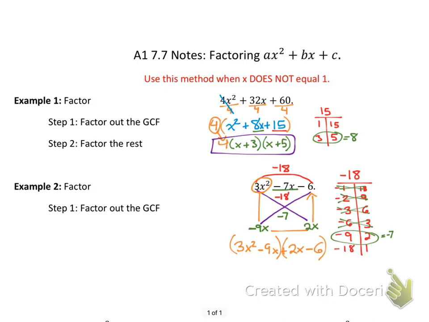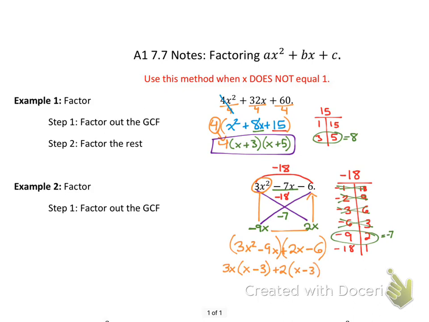Now 3x squared and negative 9x both have a 3x in it. If I take 3x out of 3x squared, I'm left with x. If I take 3x out of negative 9x, I'm left with negative 3. I'm going to do the same thing with the second two terms, that second group. 2x minus 6 both have 2 in it, so I'm going to take out a positive 2. Don't forget the sign. Then we're left with x minus 3, because 6 divided by 2 is 3.